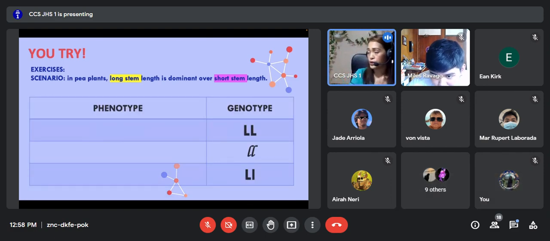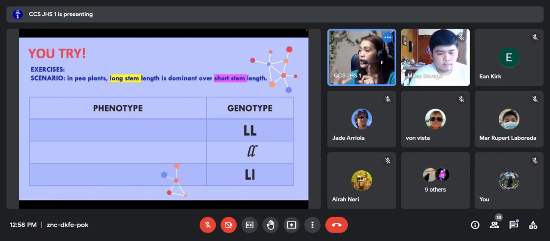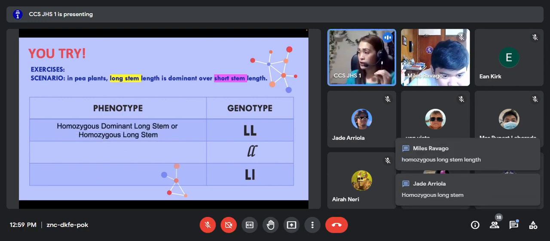Now this time, let's do the reverse. You're given the genotype and asked to give the corresponding phenotype, meaning the description. On the right column, you have capital L, capital L. Homozygous or heterozygous? Homozygous, yes, same capitalization. But is that dominant or recessive? Dominant. So what's the characteristic of a dominant, short or long? Long. So if we put that together, this is described as correct.